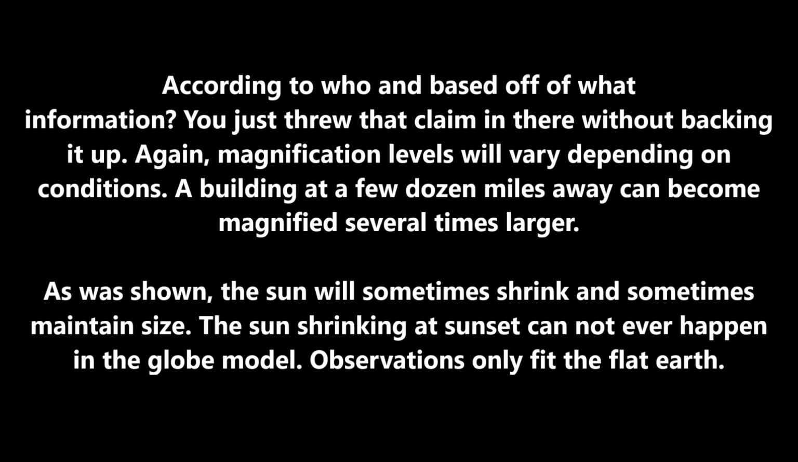That's all before you factor in problems like that to create a 2 to 3 times magnification requires refraction levels far more drastic than atmospheric pressure gradients would allow. According to who and based off of what information? You just threw that claim in there without backing it up. Again, magnification levels will vary depending on conditions. A building a few dozen miles away can become magnified several times larger. As was shown, the sun will sometimes shrink and sometimes maintain size. The sun shrinking at sunset cannot ever happen in the globe model. Observations only fit flat Earth.